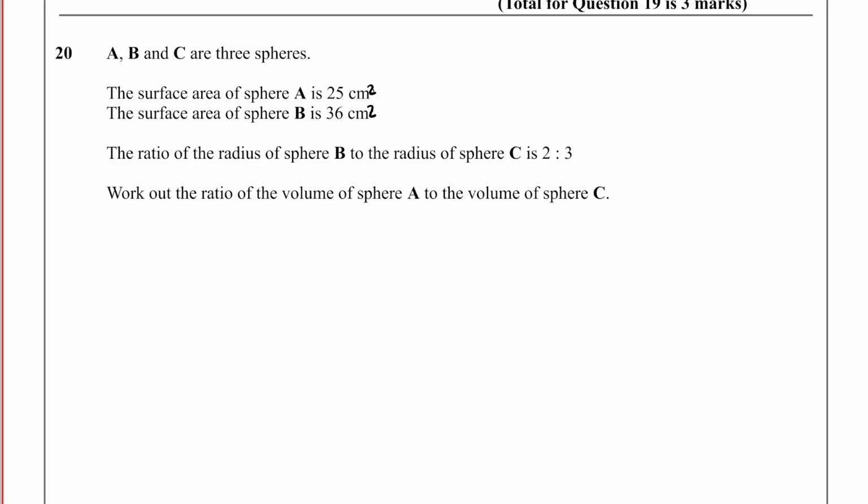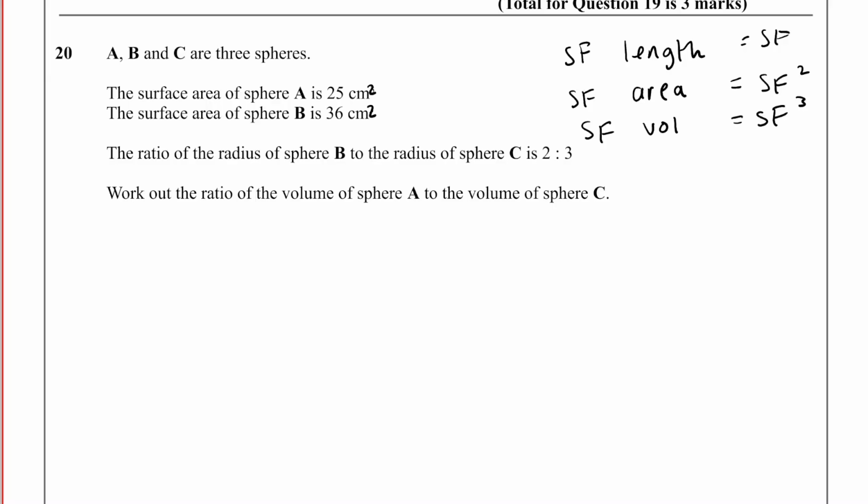So when we've got similar shapes and area and volume and length, the scale factor for length is the scale factor. If we have area, the scale factor for area is the scale factor squared, and the scale factor for volume is the scale factor cubed. You can imagine if you had a cube or two cubes.